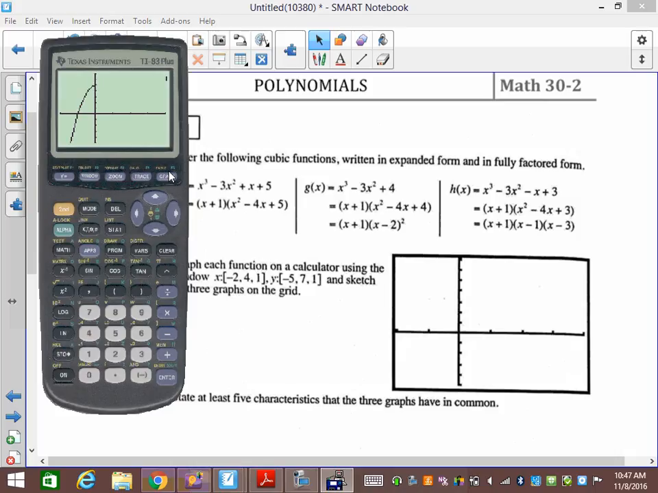So, how am I going to accurately sketch this? Well, I'm going to have to get the max and the min, right? At the very least. So I can go second trace maximum. Be on the left side of it. Right side of it.